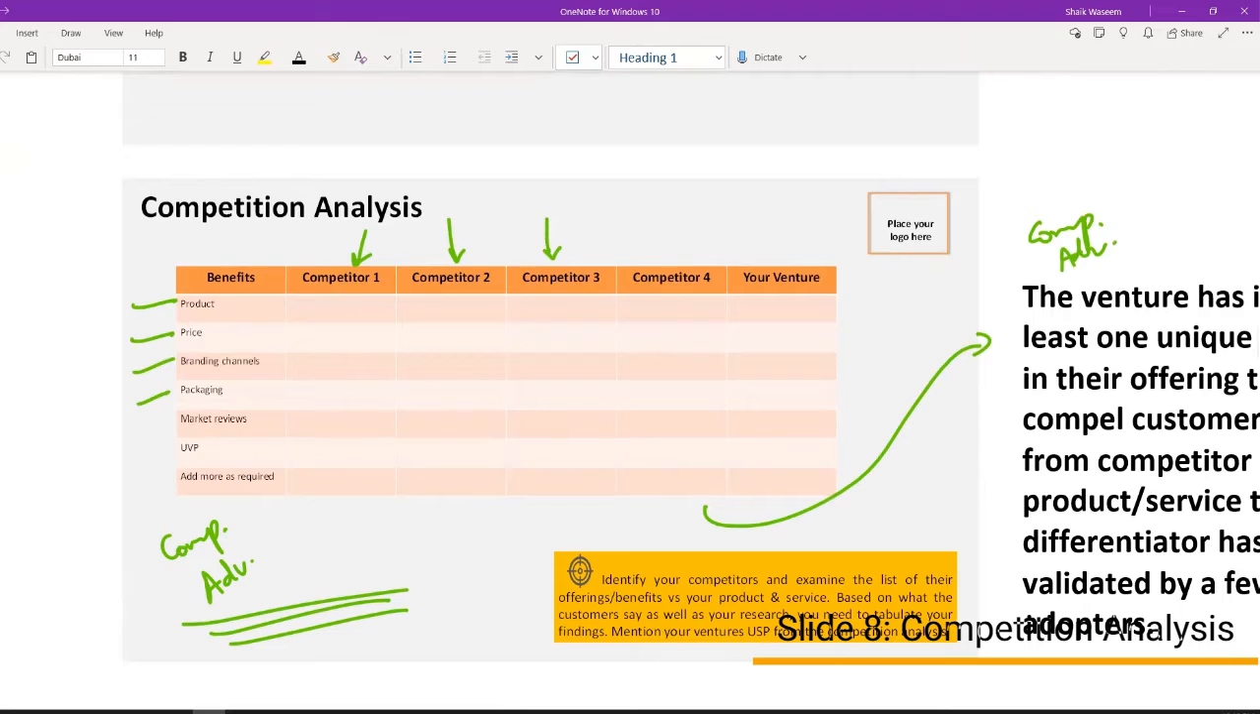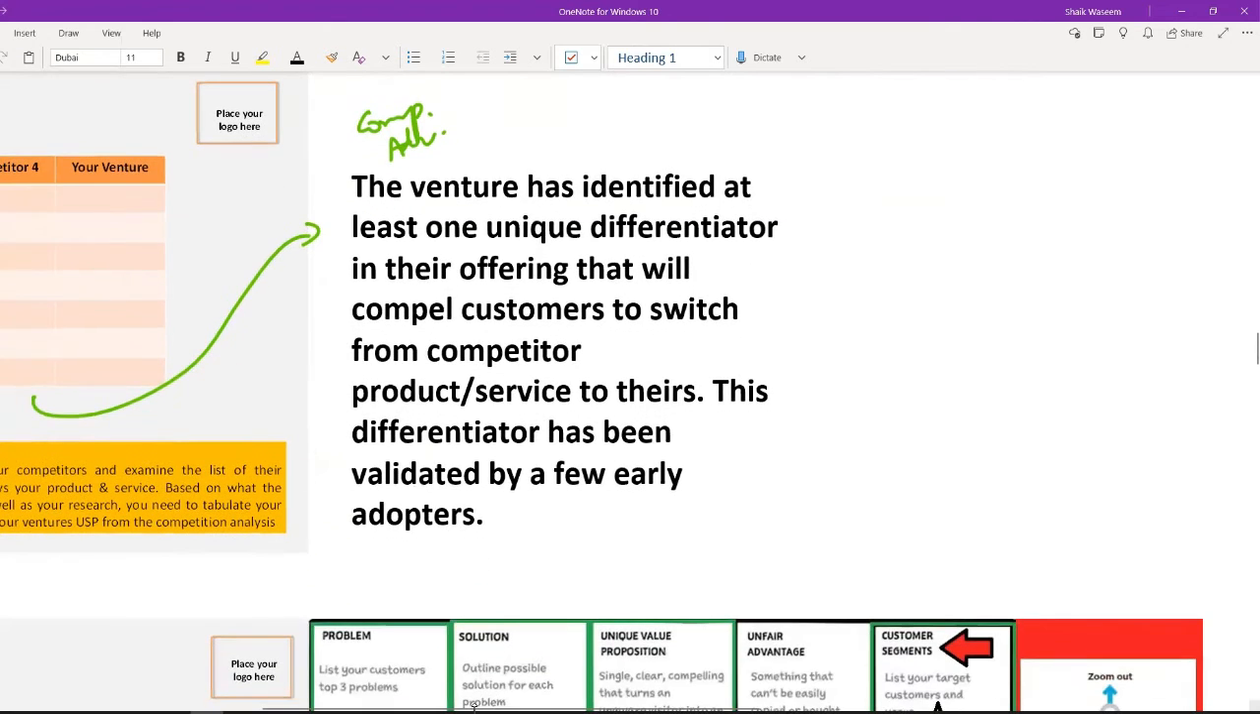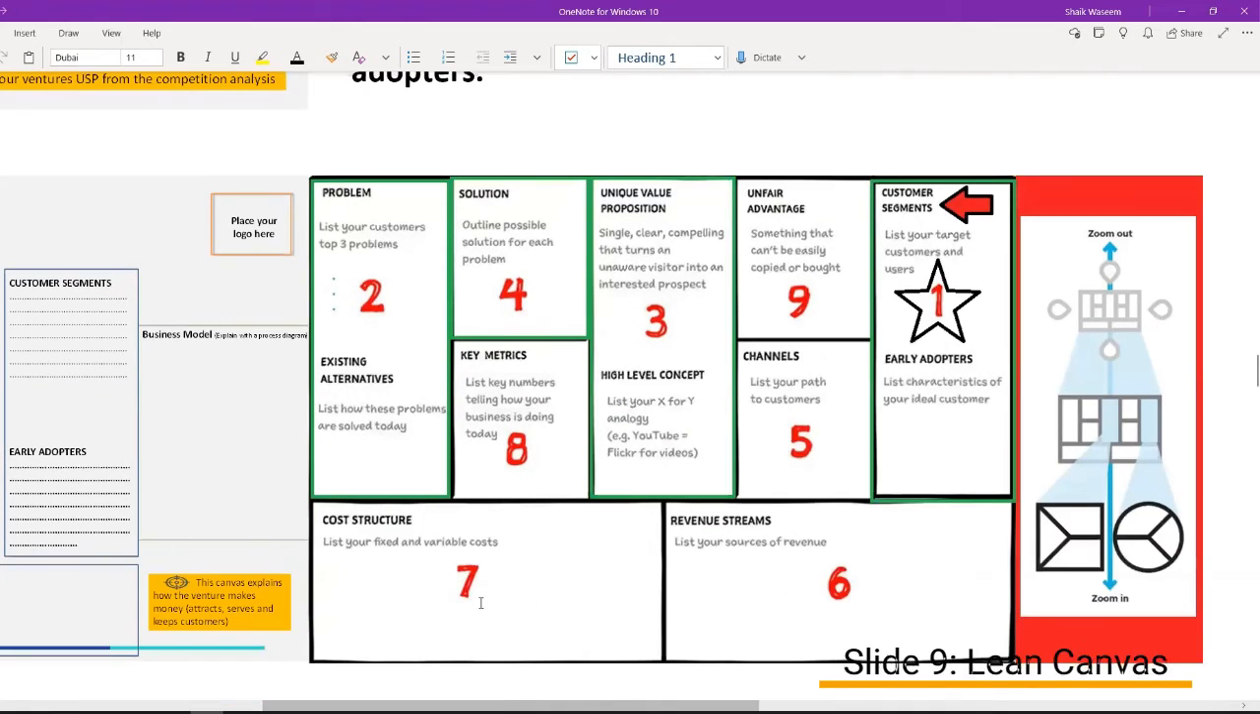It is important to identify our competitors and list them and analyze them criteria-wise. We can list direct and indirect competitors along with our venture details. Identify the competitive advantage. We need to figure out at least one unique differentiator and validate it with early adopters. As we complete the competitive advantage, we can go to the lean canvas.